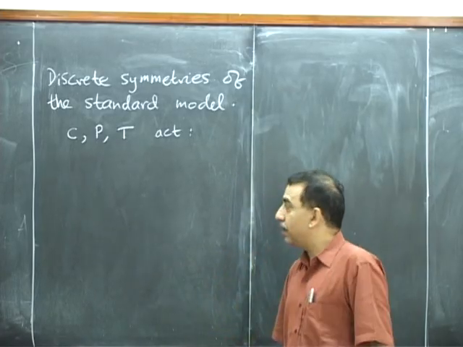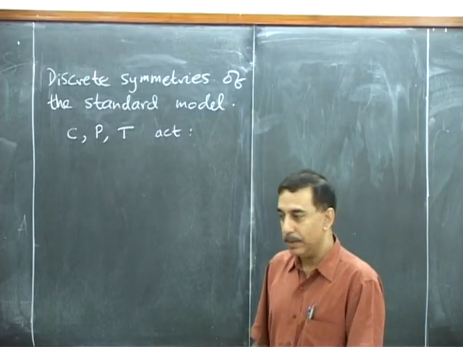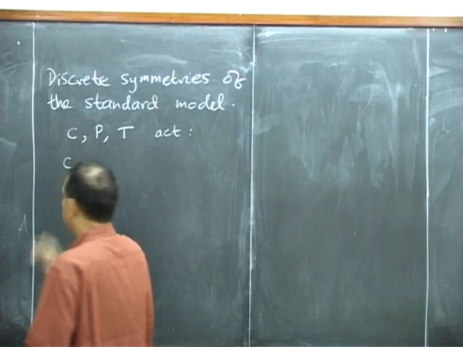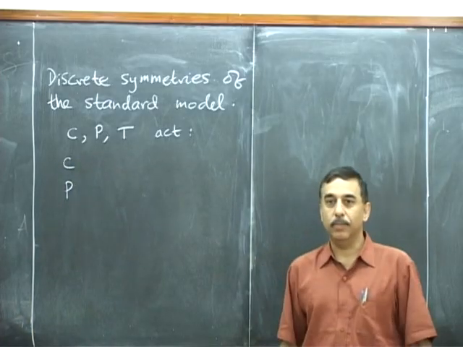Now we want to understand this physically and not just through some equations. So the question is, what is the action of C and P on a fermion of the standard model?